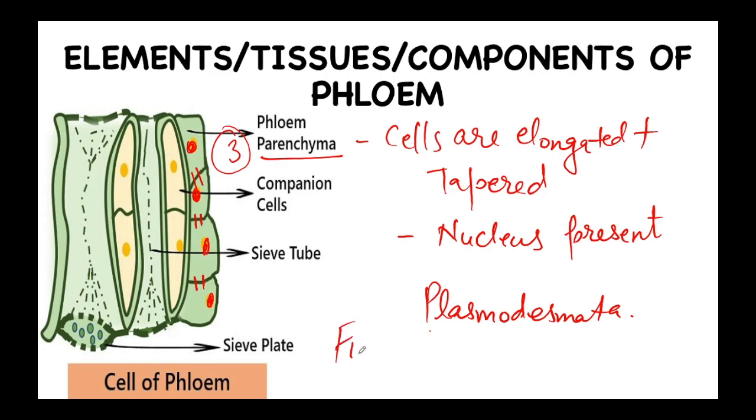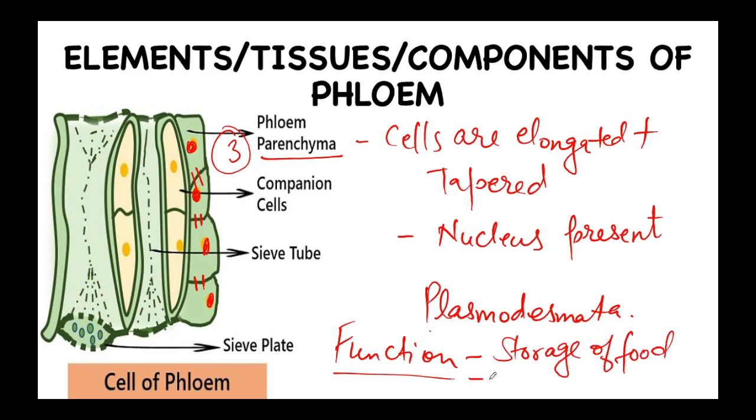Now come to the function of phloem parenchyma. Phloem parenchyma is involved in food storage. So number 1, storage of food, and number 2, mechanical strength. They provide mechanical strength to the plant.